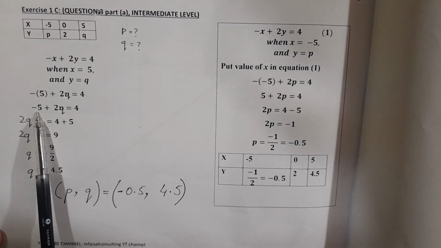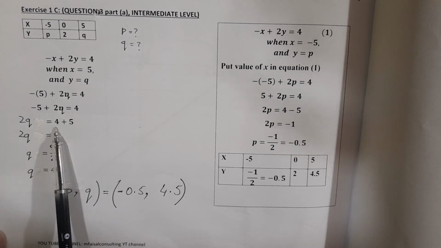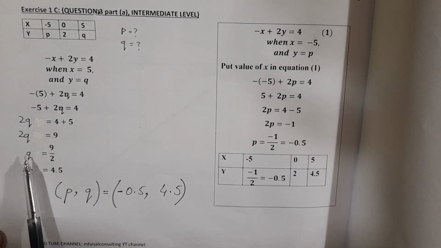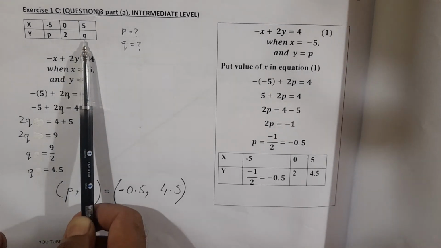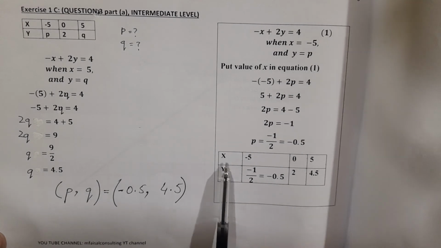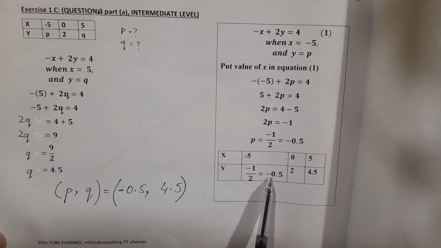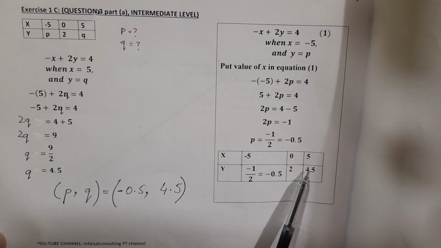So we take minus 5 to the right hand side of the equals sign, and it becomes plus 5. So 2q is equal to 4 plus 5, 2q is equal to 9. Q is equal to 9 by 2, q is equal to 4.5. So instead of writing q, we will write 4.5. Now in this table, we can see that x is equal to minus 5, y is equal to minus 0.5; x is equal to 0, y is equal to 2; x is equal to 5, y is equal to 4.5.